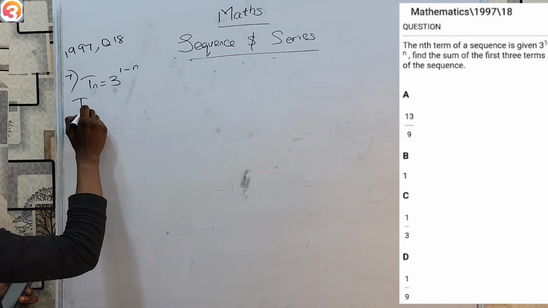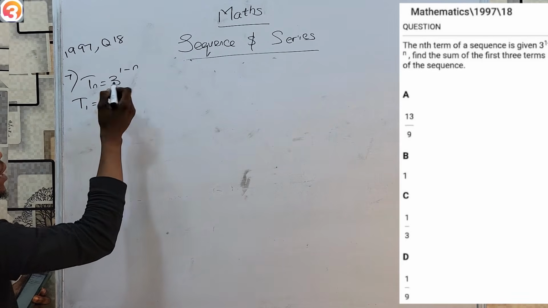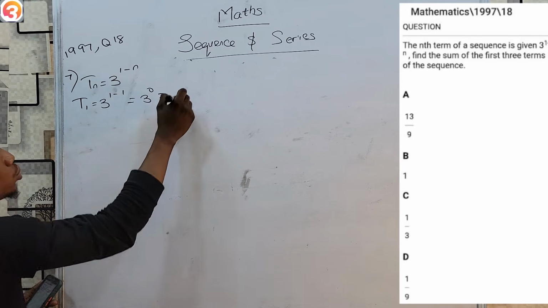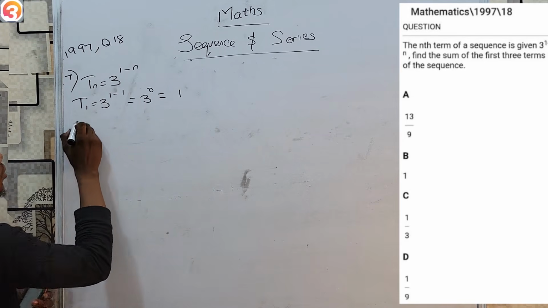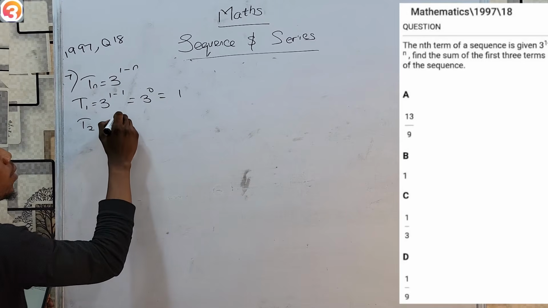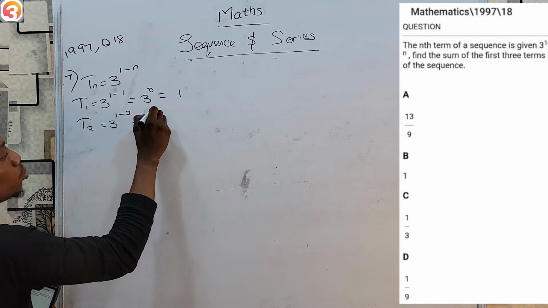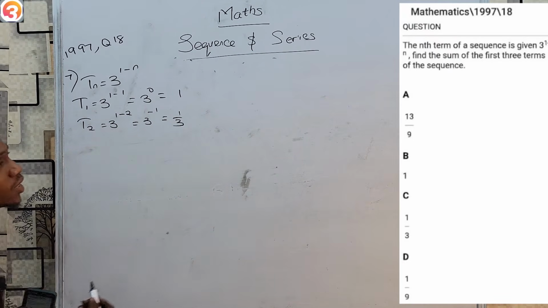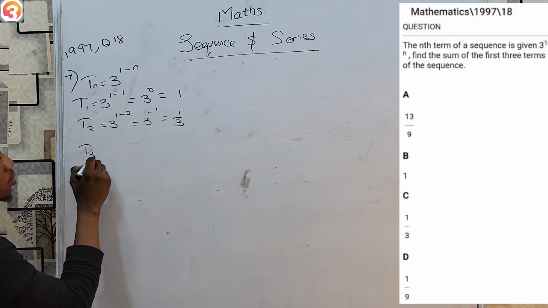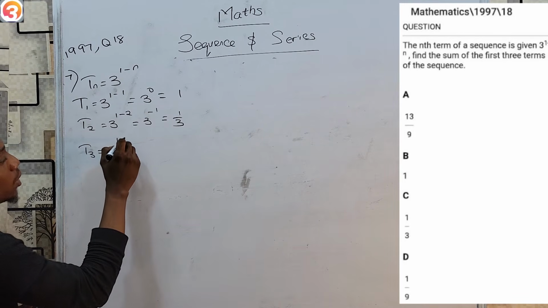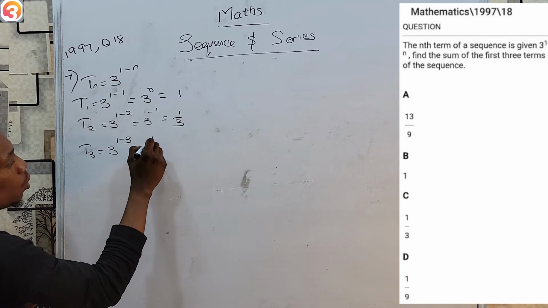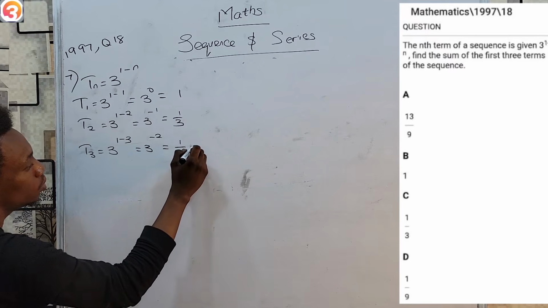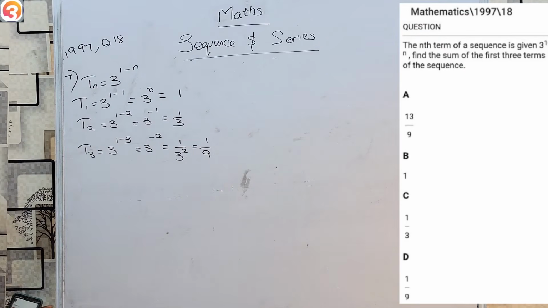The first one is T1. That means n becomes 1. 1 minus 1 is 0. That's 3 raised to the power 0, and anything to the power 0 is 1. So my first term is 1. T2 is 3 raised to the power 1 minus 2. That's 3 to the power minus 1, which by the laws of indices is 1 over 3. And then last but not least, T3, which is 3 raised to the power 1 minus 3. 1 minus 3 is minus 2, and that is 1 over 3 raised to the power 2. 3 raised to the power 2 is 9.